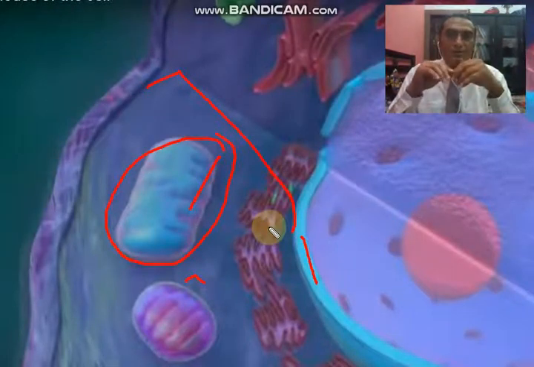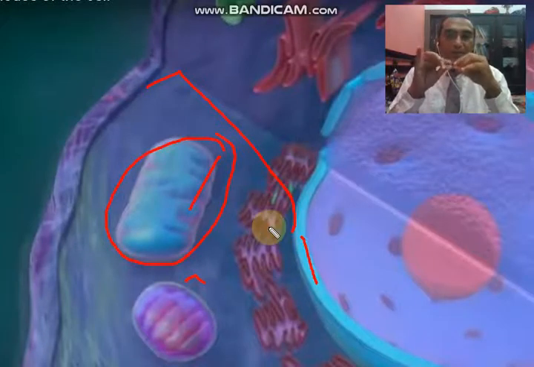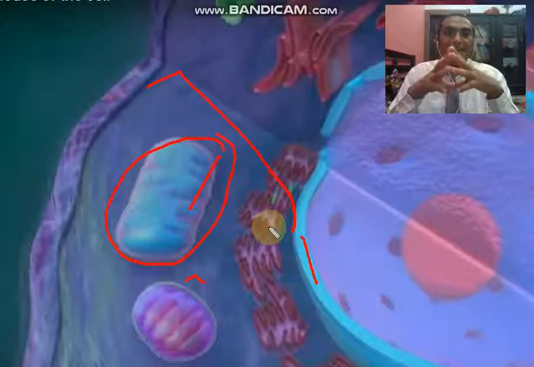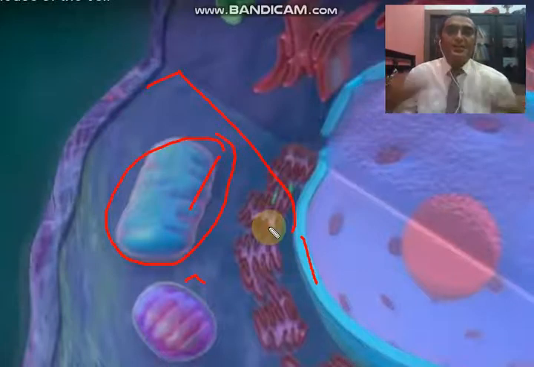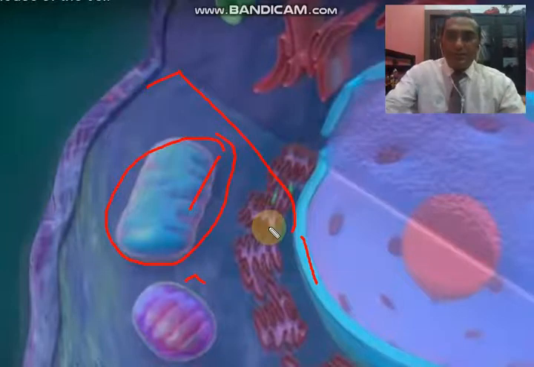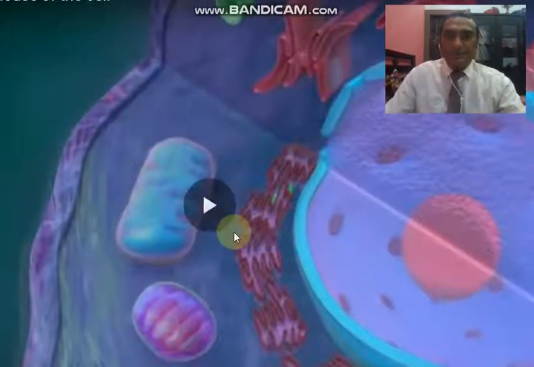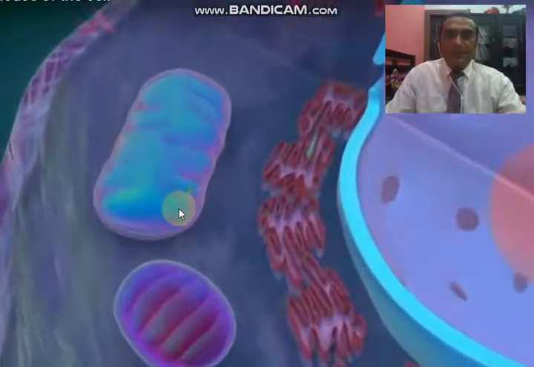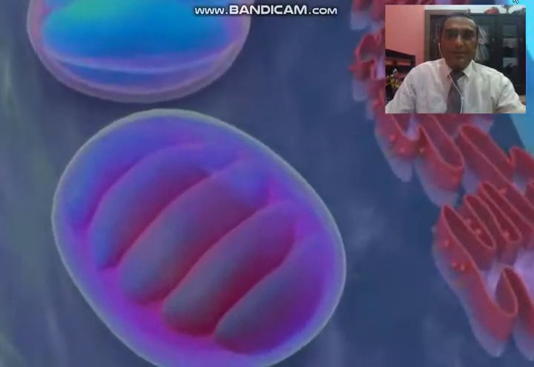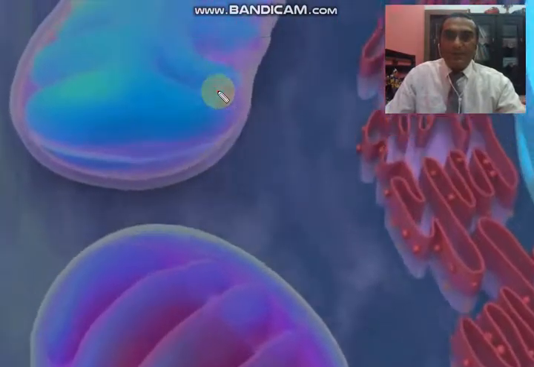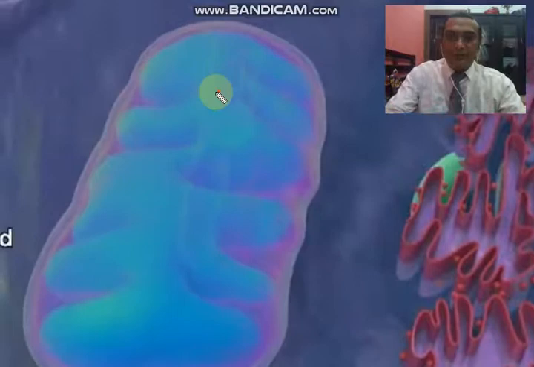So this mitochondria is especially responsible for respiration. Cellular aerobic respiration is occurring with the help of this mitochondria. So you can see further mitochondria. Inside the mitochondria we will discuss. This is mitochondria.